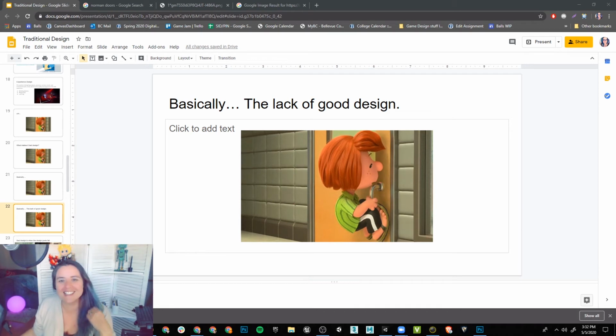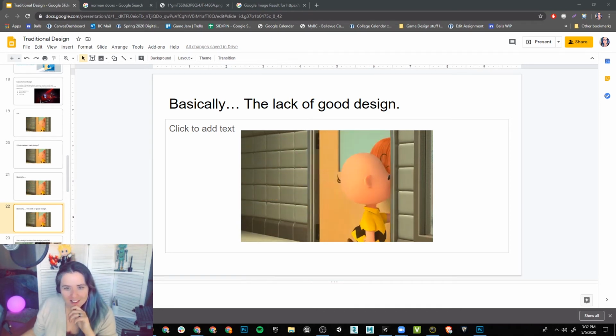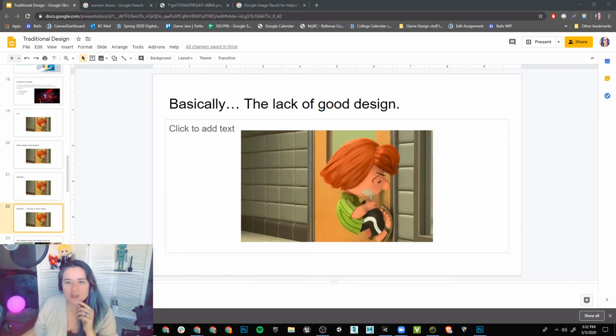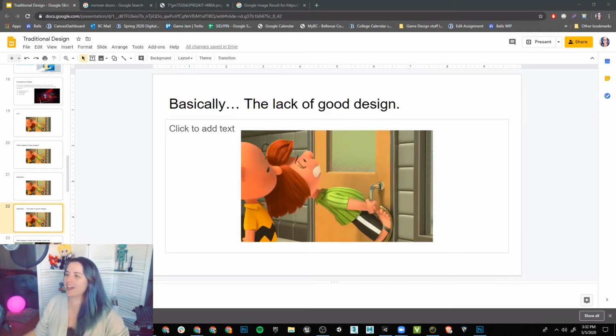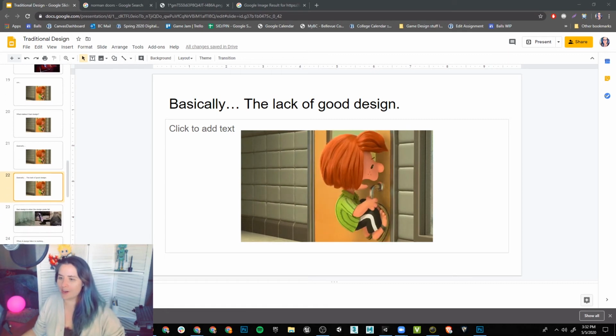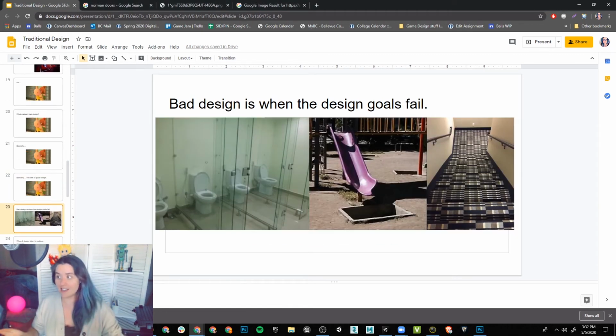Okay. The one on the left has a push door and a pull door right next to each other. Why? Exactly. Okay, so I'm really glad that you guys can see the visuals now, because bad design is when design goals fail. You can't design anything without a goal. You have to know fully what your end game is before you can create a plan of attack, right? Take a look at these for a second.